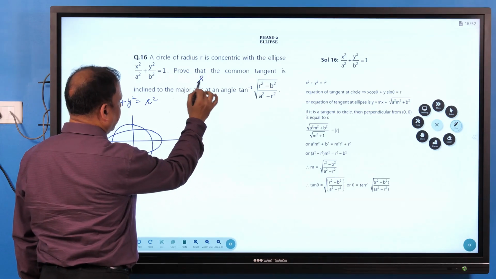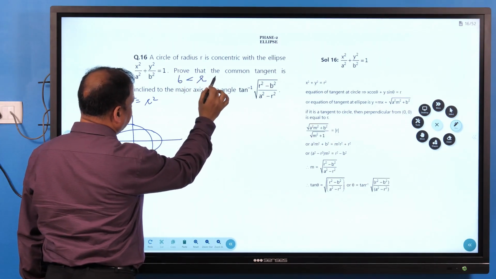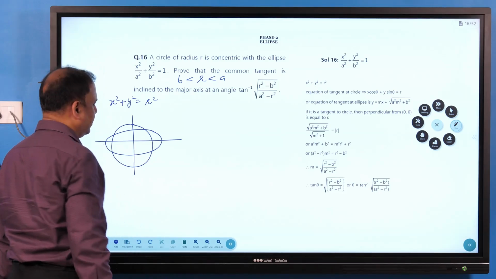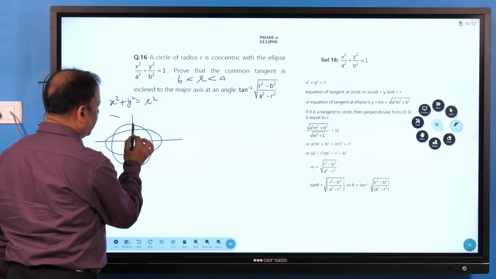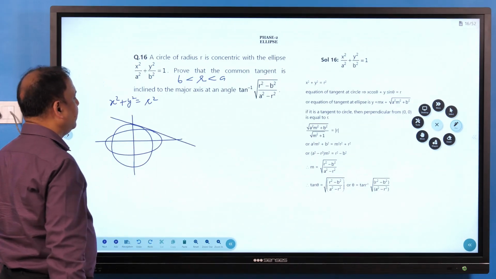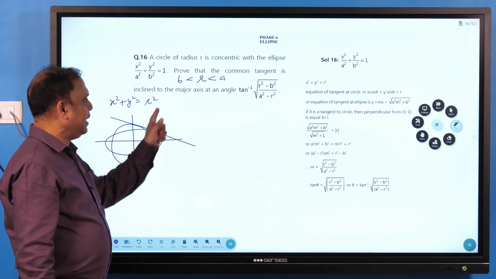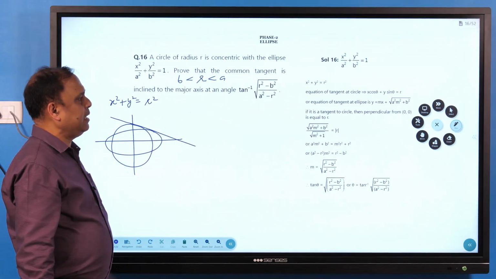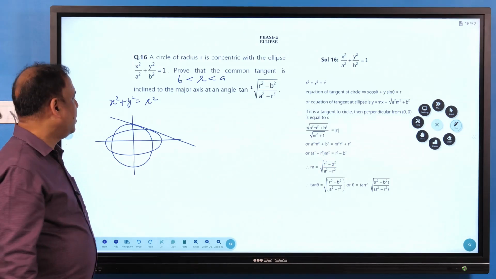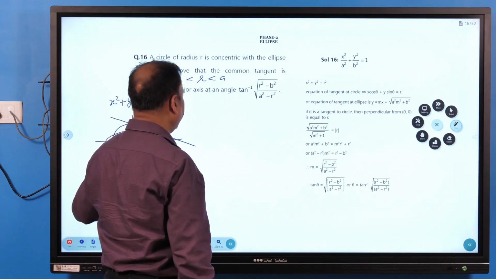It must be written r is less than a and greater than b, because a is larger. So then the equation of common tangent, this kind of tangent you want. The common tangent is inclined to the major axis at an angle this, so this we have to prove. Or this side, four common tangents will be there.